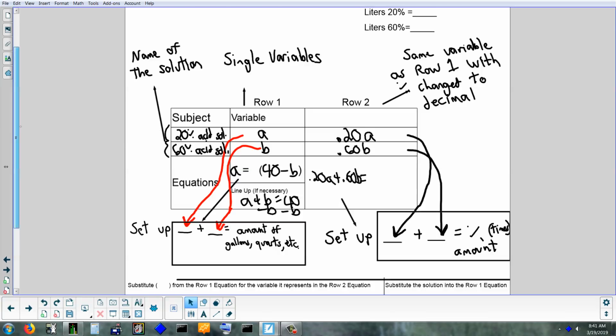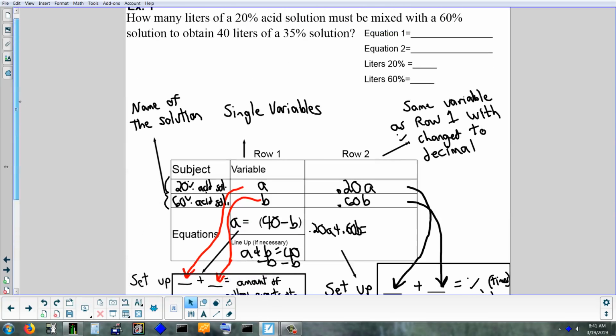Equals how much of a percentage of a final solution am I trying to get? Someone tell me by raising their hand. How much of a final solution am I trying to get? Ellie? 35. I want to make that a decimal. So 0.35. Very good. 0.35 times what? How much am I trying to make? 40 liters.